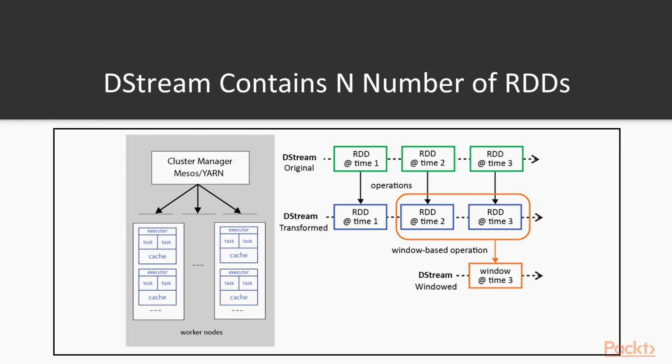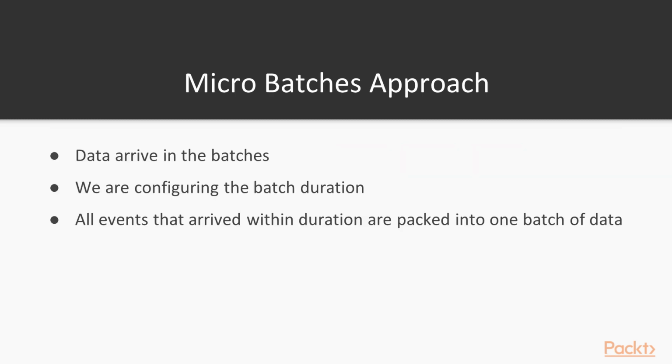We have an original DStream, and we can perform transformations on every RDD. We can perform a transformation on the first RDD, and we can also perform window-based operations. So we can window multiple RDDs into one window and perform operations on that window, for example if you want to analyze activity within some session window. And Spark Streaming employs a micro-batch approach. Data arrives in batches, and we configure the batch duration. All events that arrive within the duration are packed into one batch of data.